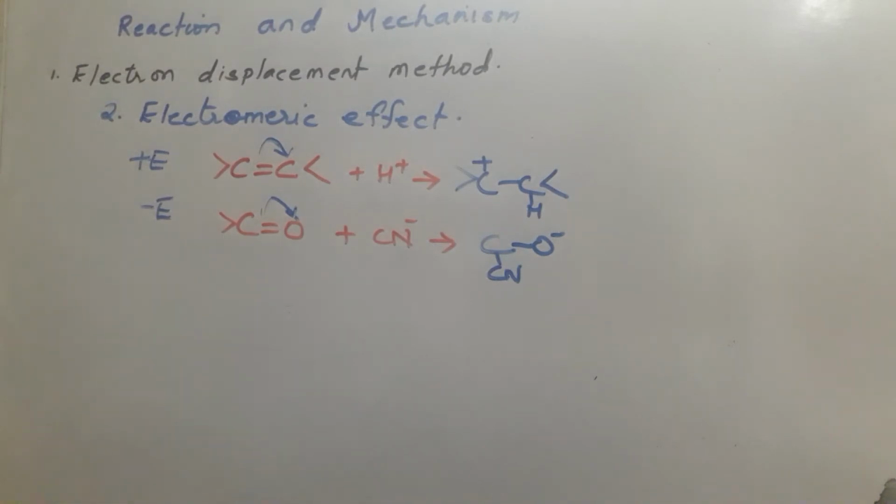Electromeric effect always facilitates the occurrence of reaction because it comes into existence at the requirement of the attacking reagent. If both inductive effect and electromeric effect operate in a molecule, then the electromeric effect actually dominates. So the electromeric effect will dominate over the inductive effect. So that is the second type of effect.